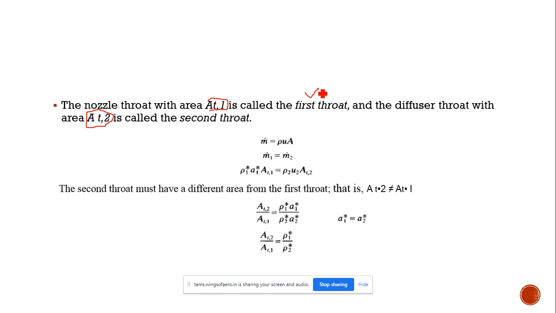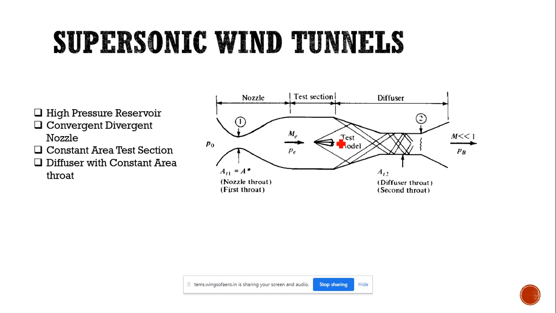The nozzle throat is the first throat of the supersonic wind tunnel. Here we have the supersonic wind tunnel, with this the nozzle throat and this the diffuser throat. How? The main purpose is we need to slow down the velocity.